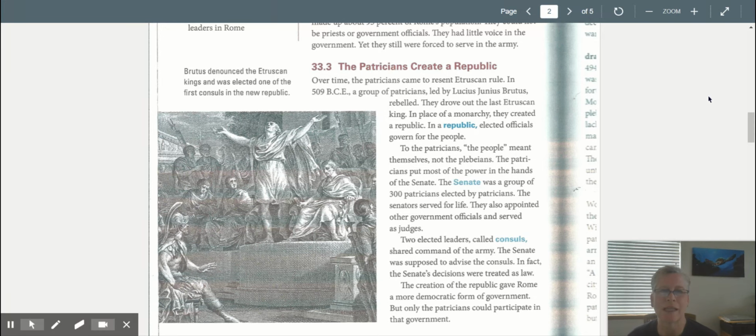So 2 elected leaders called consuls shared command of the army. The Senate was supposed to advise the consuls. In fact, the Senate's decisions were treated as law. The creation of the Republic gave Rome a more democratic form of government, but only the patricians could participate in that government. So not very democratic.